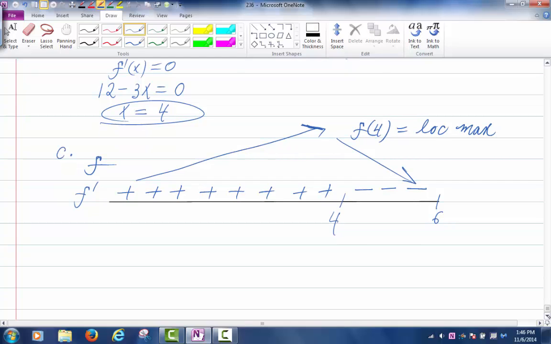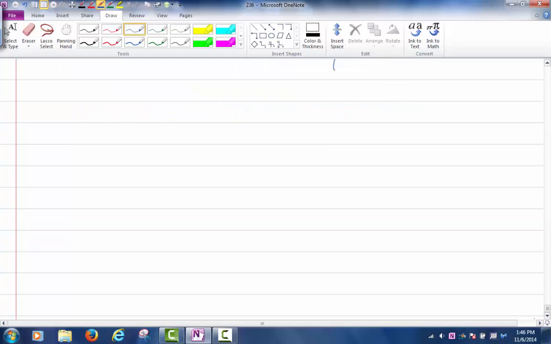Alright, so we know exactly where the function is increasing and decreasing. And now we need to know where the function is concave up and down. So that's my step number 5. And in step number 5, we determine concavity.